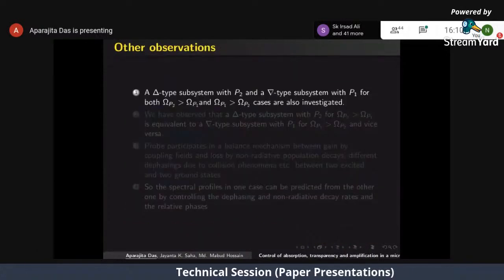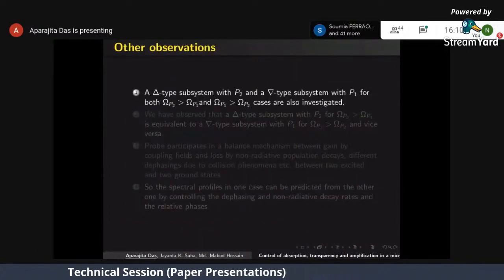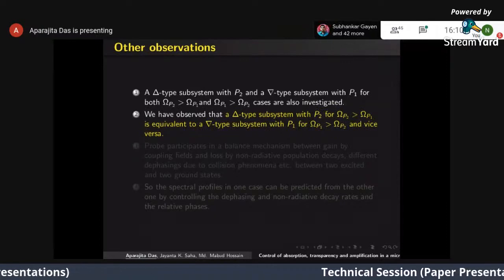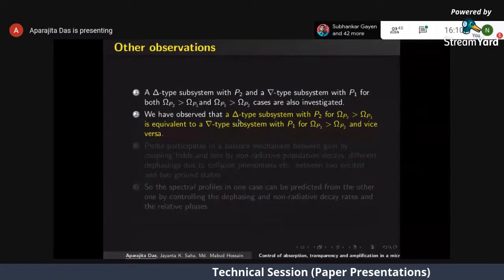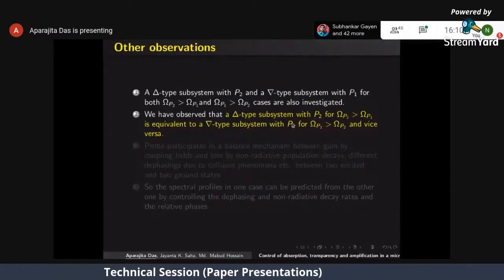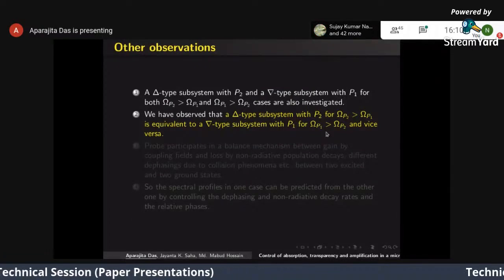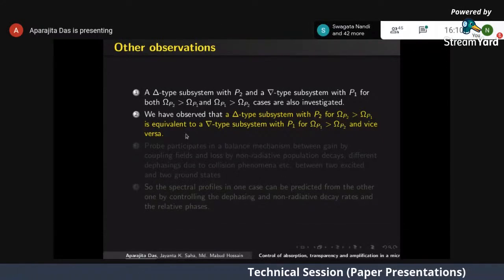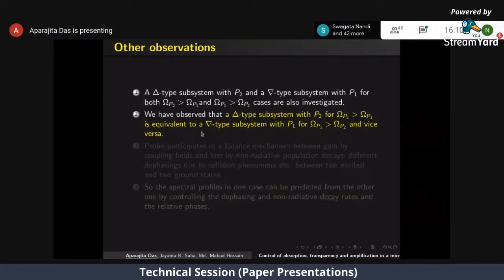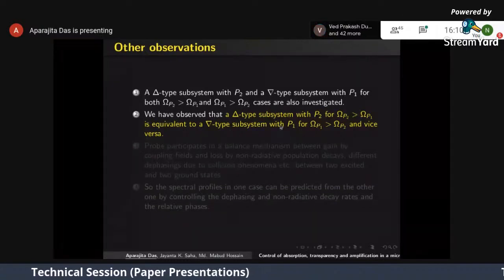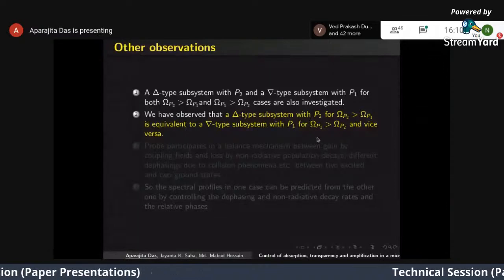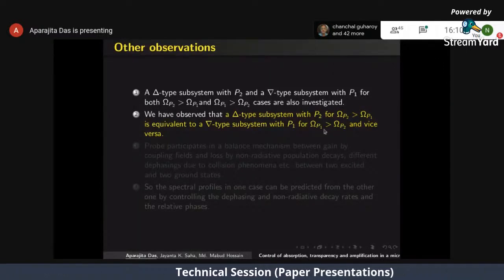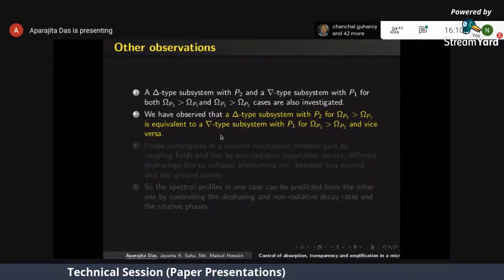These are some other observations that we have observed, and I'm just telling only the important observations. A delta type subsystem with P2 pump, second pump, when that P2 is the dressing field, is equivalent to the inverted delta type subsystem with P1 for omega P1 greater than P2. That means when P1 is the main dressing field, and this is vice versa.